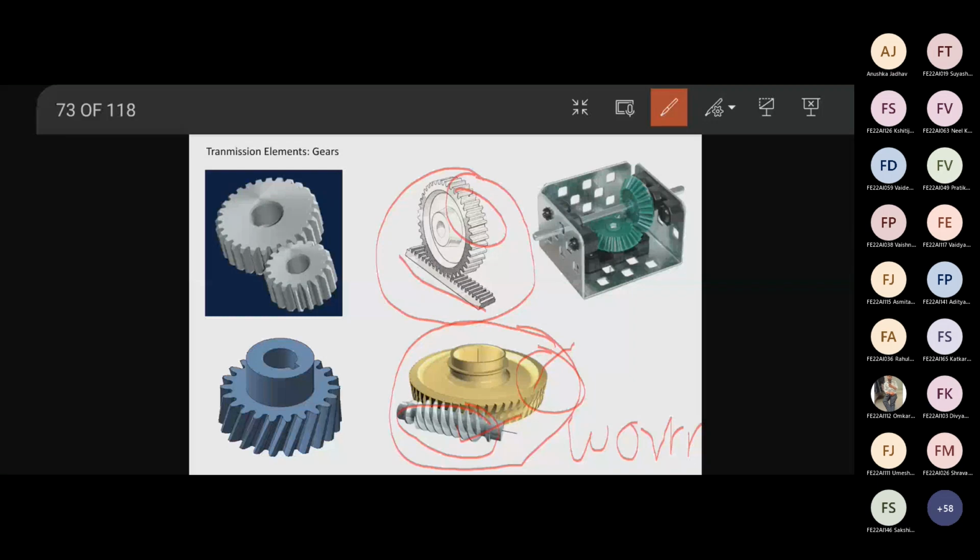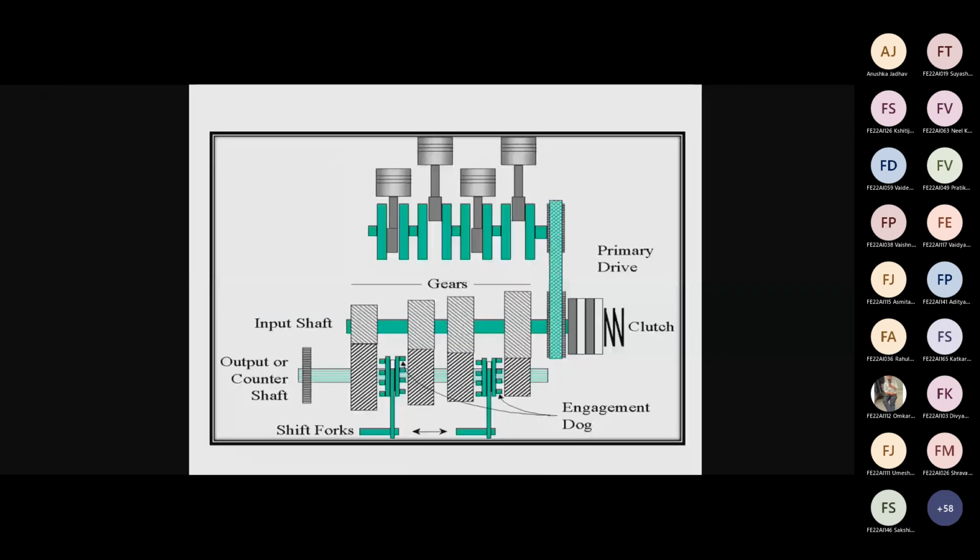So worm and worm wheel gears are used in locking applications because the worm wheel cannot rotate the worm. But the worm, this small one, can rotate the big one, but the big one cannot rotate the small one. That is how its design is made, right? Understood? Yes, sir. These are the types of gears, right?